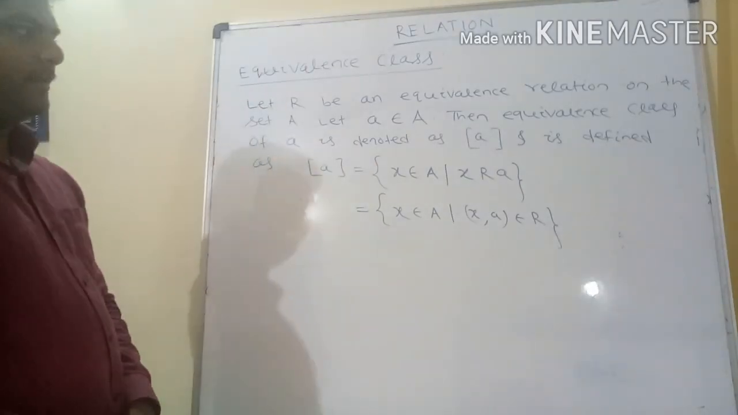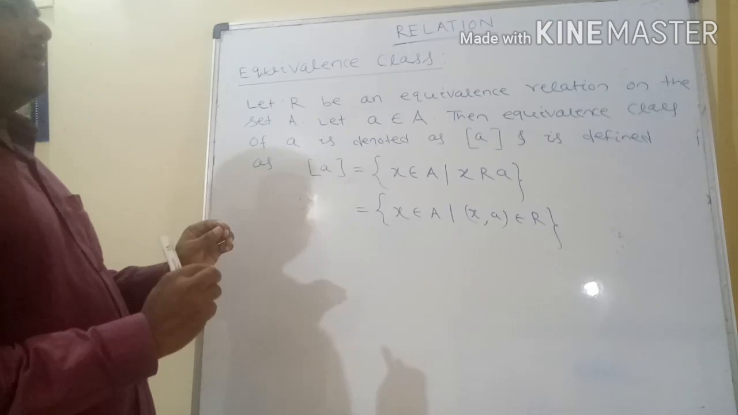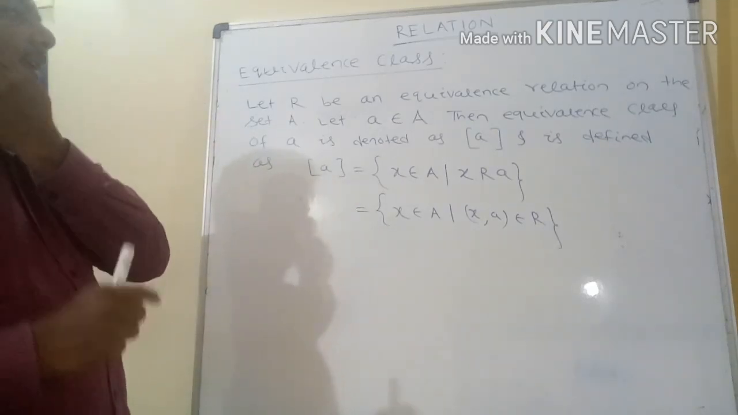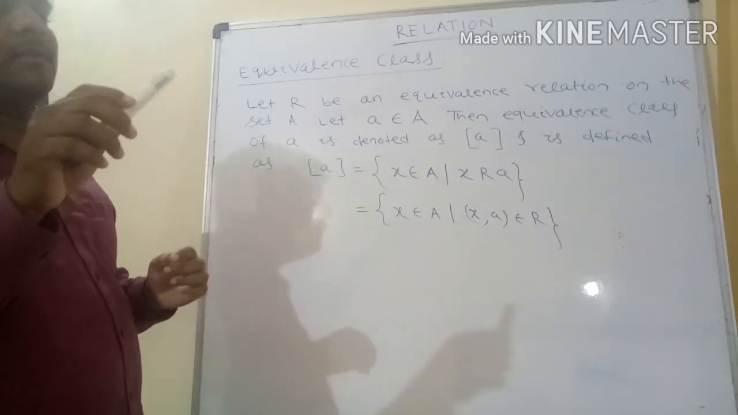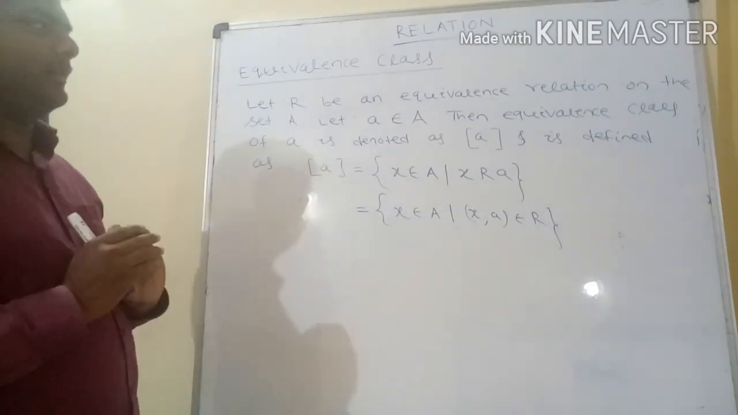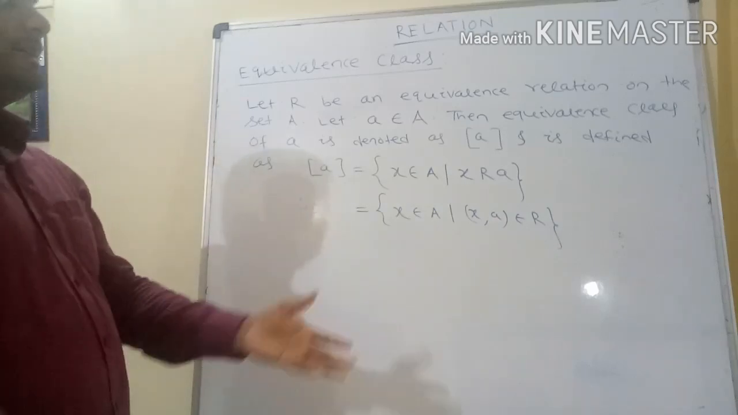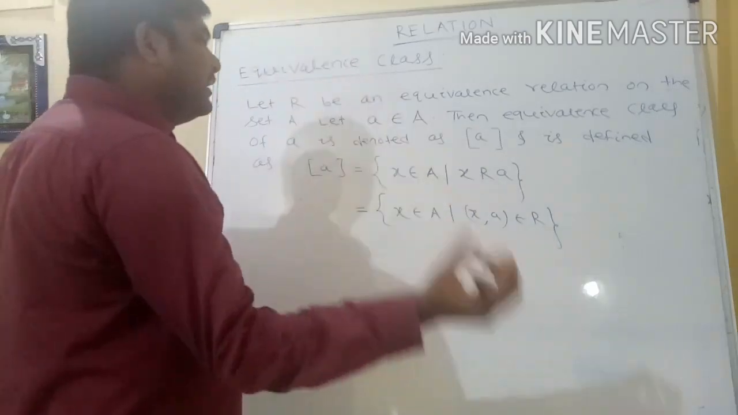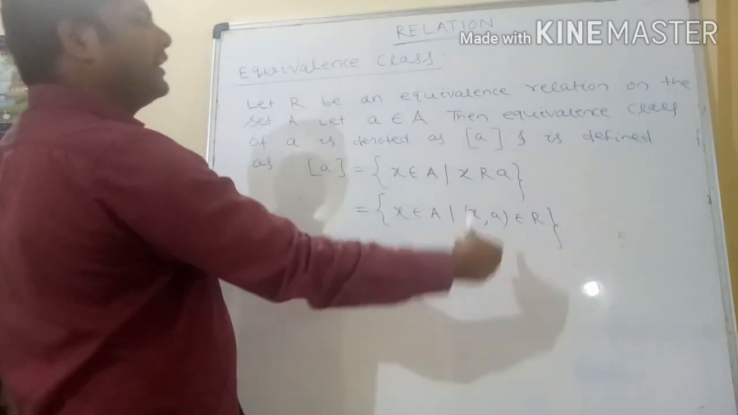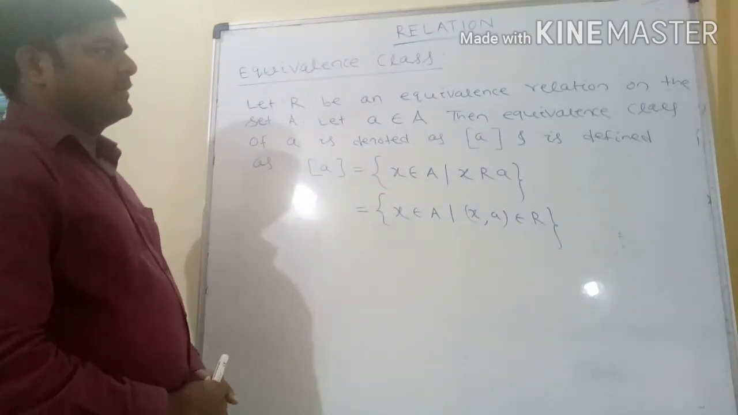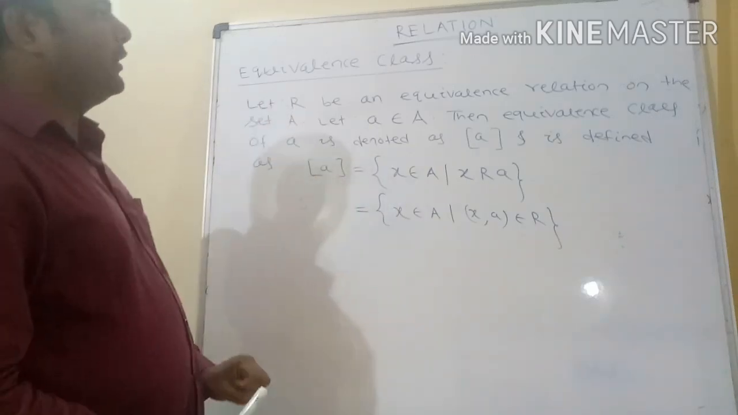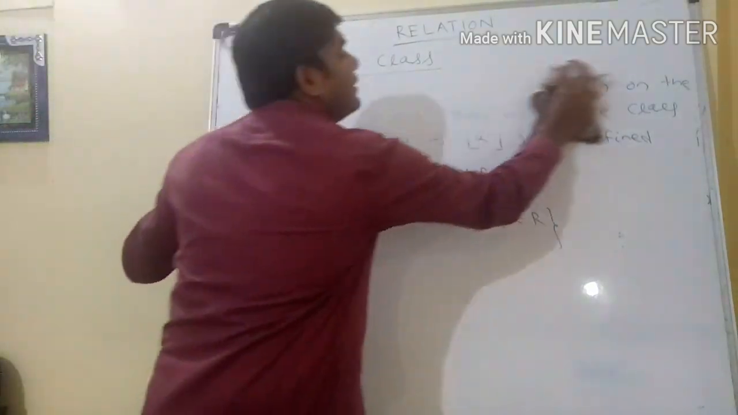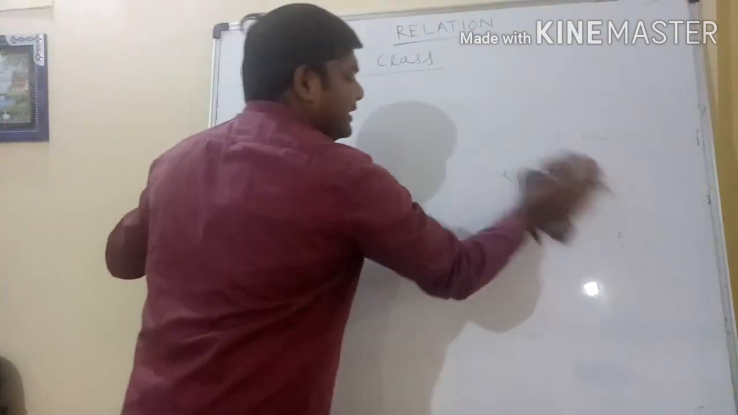So suppose a set has 3 elements 1, 2, 3. So taking 1 we can find an equivalence class of 1, and this equivalence class is a set, and this set contains some elements of A which are related to that 1. So for understanding, we take an example of an equivalence class.